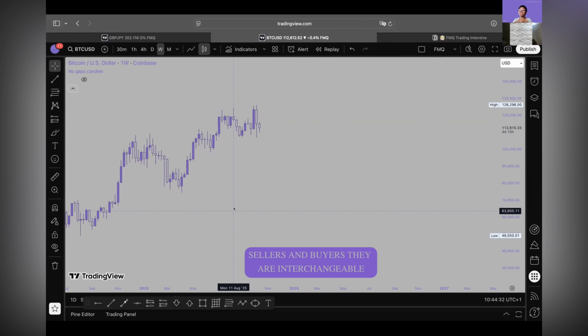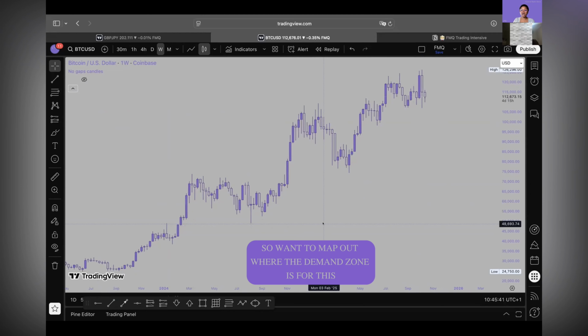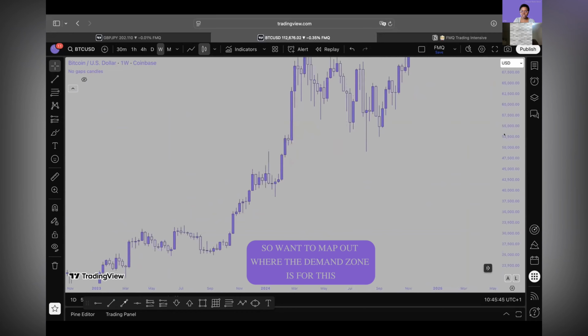Sellers and buyers, they are interchangeable. So when you hear demand, just know that that is for buyers. Or when you hear support, just know that is for buyers. When you hear supply or resistance, just know that is for sellers. So I want to map out where the demand zone is for this market.